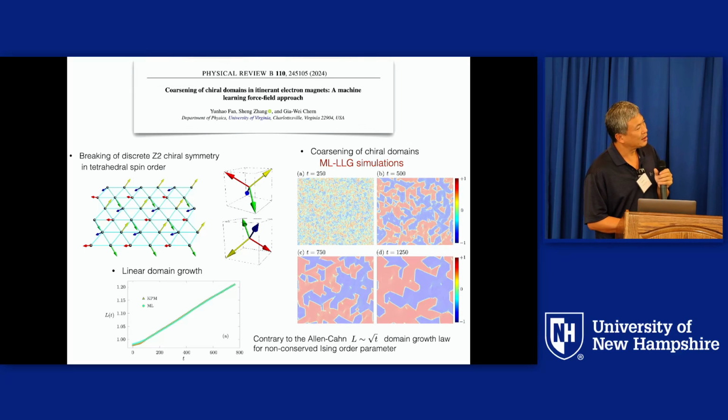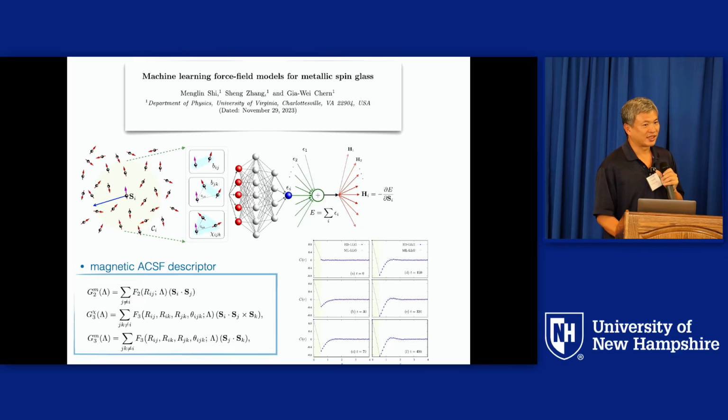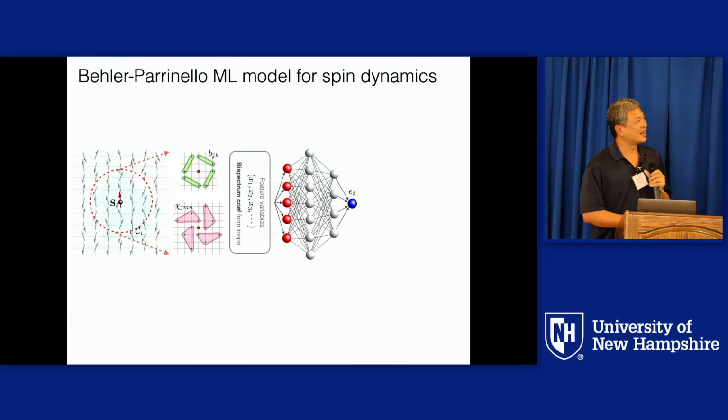So we are interested in the coarsening of these chiral domains. Here, blue and red are the spin structures with opposite chirality. You can see the coarsening follows an almost linear behavior, which is totally distinct from the Allen-Cahn behavior. This again can be related to the spatial morphology of these chiral domains. You see a lot of very straight interfaces, so the curvature-driven mechanism cannot be applied here. And we also implemented a CNN type of model to do the spin dynamics, and also descriptors for spin glass.